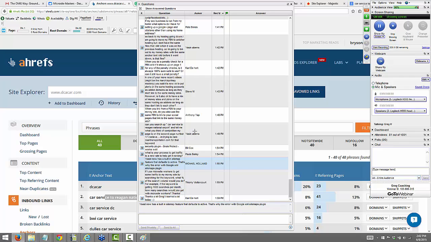Thierry just says, if I use Micro Workers to get some traffic to my money site by searching for the keyword, what percent of the search volume would you do? For example, if the keyword is getting 1,000 searches per month, how many searches would you get with Micro Workers? It really depends, Thierry.